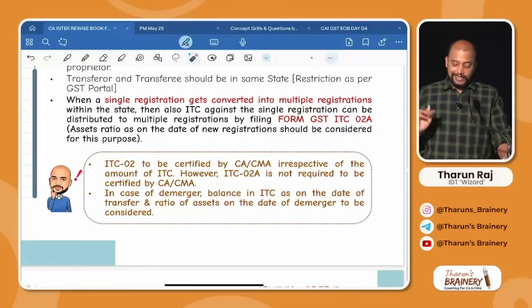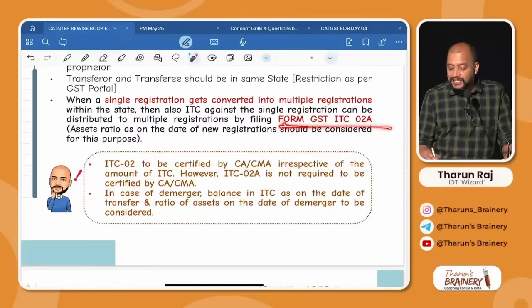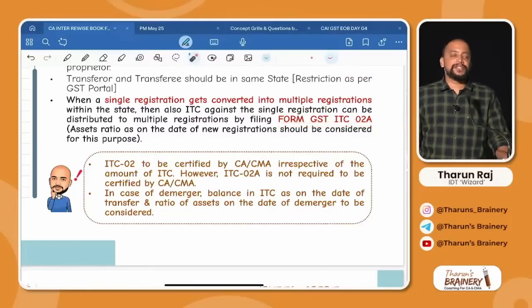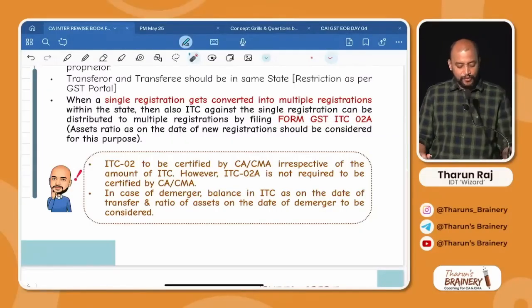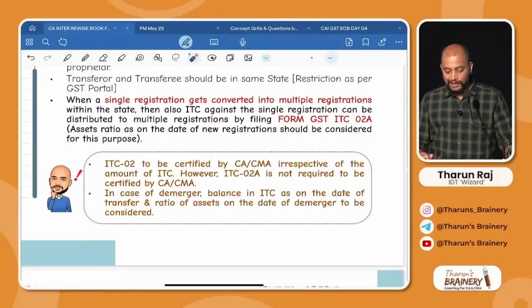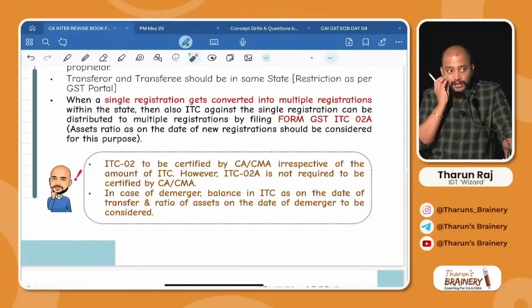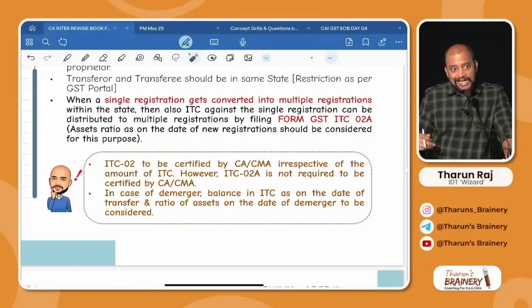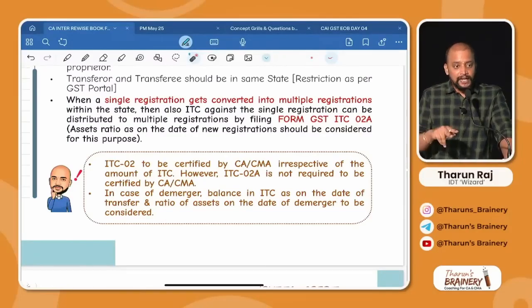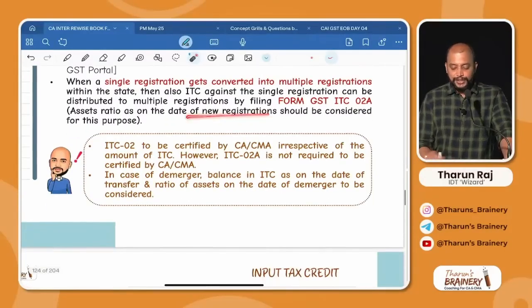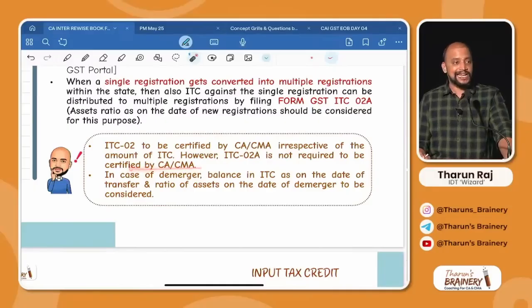Clear? And next, what is the new form, ITC-2A? What are the forms that we have discussed? ITC-1. ITC-1 for what? ITC on closing stock. ITC-2, transfer of ITC. ITC-2A, single registration to multiple registrations, asset ratio on the date of new registration. ITC-2 to be certified by CA or CMA irrespective of amount. However, ITC-2A is not required to be certified by CA or CMA.